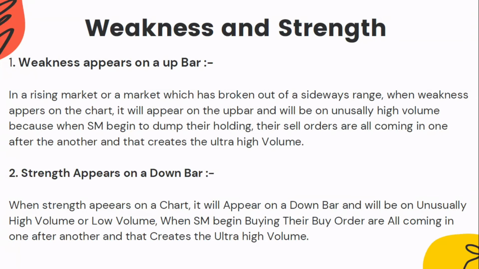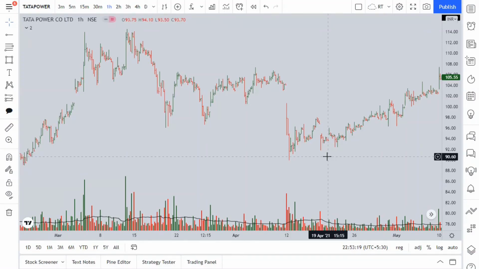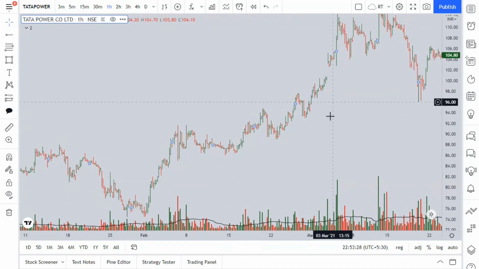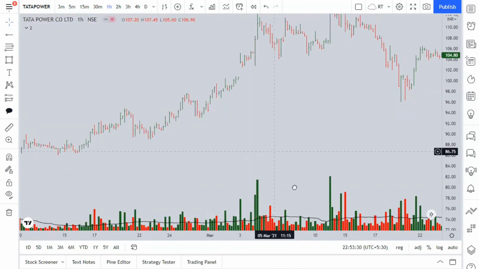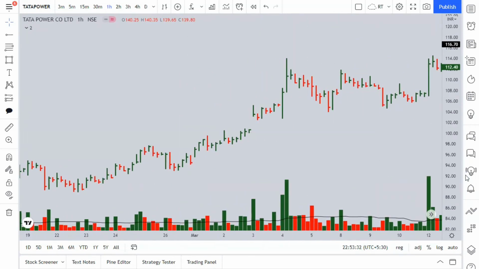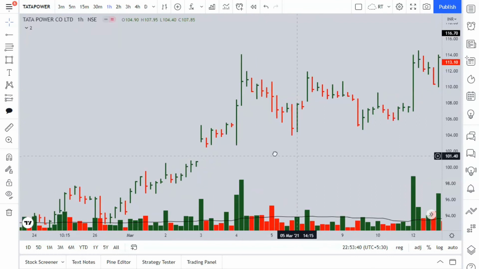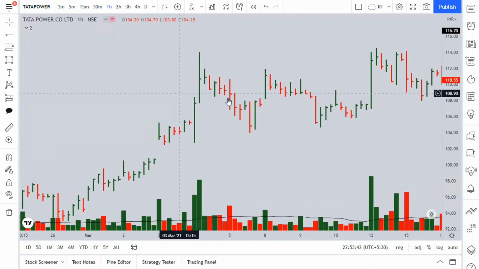Let's understand this in the form of charts. Right now we are on the Tata Power chart on the TradingView terminal. Let's identify the ultra high volume. This is an ultra high volume level. You can see the market created a very aggressive up move, and then after an ultra high volume, the market started going down. This is a clear sign of smart money presence at this point.